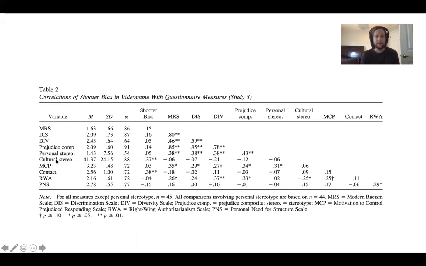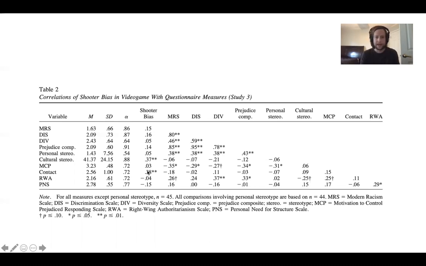However, there were two things that were significant, probably the most relevant of which is cultural stereotypes. So if you are an individual that tends to believe that a black culture is more violent than white culture, those individuals showed more evidence of shooter bias compared to those that do not hold that stereotype. So there were some things that correlated with shooter bias.